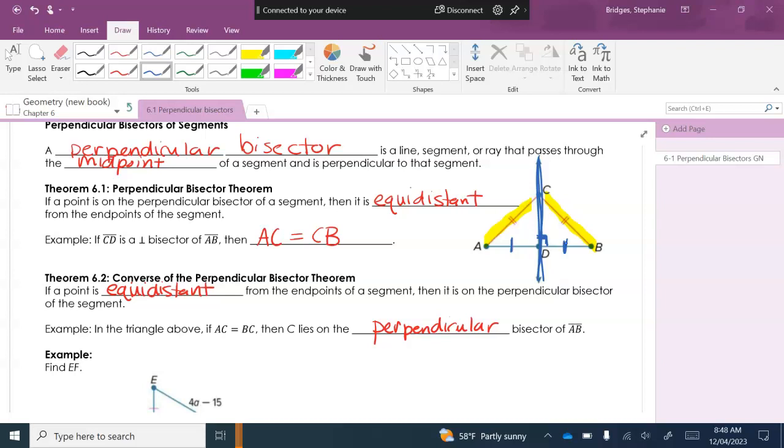If I had these in my picture, and I said that this was congruent to that, and I told you that this was 4, and I asked you for this segment, what would you tell me it is? 4, okay. So if these two are the same, then those two are the same. Or the other way around. If these two are the same, then those two have to be the same. That's what that theorem says in the converse of it. Everybody okay with that?